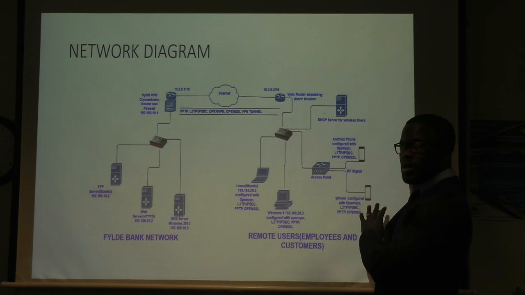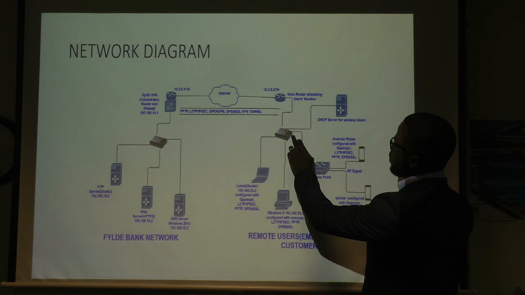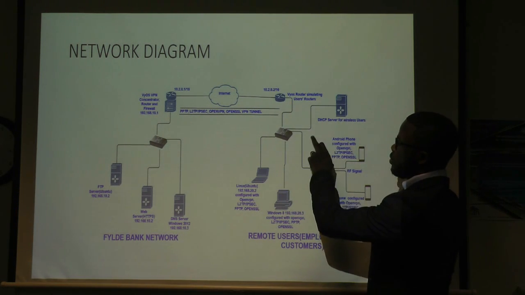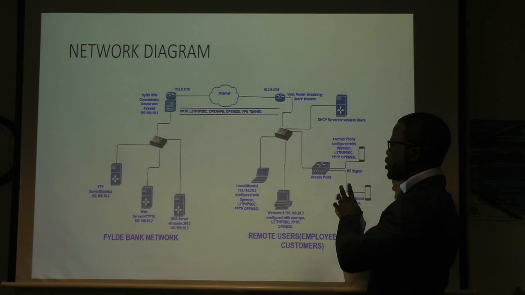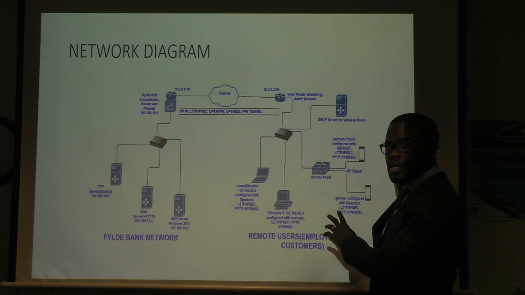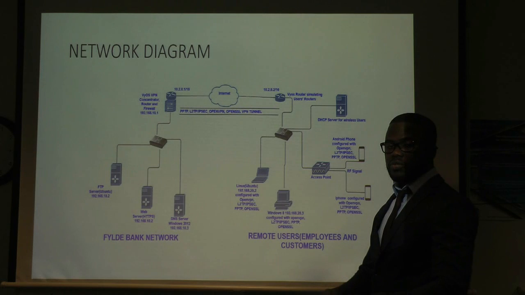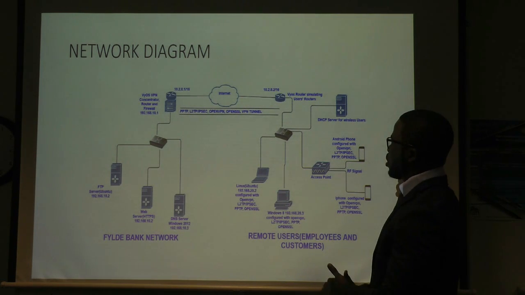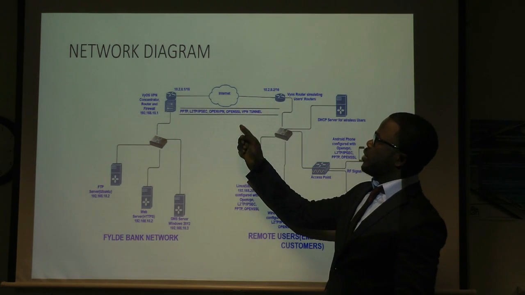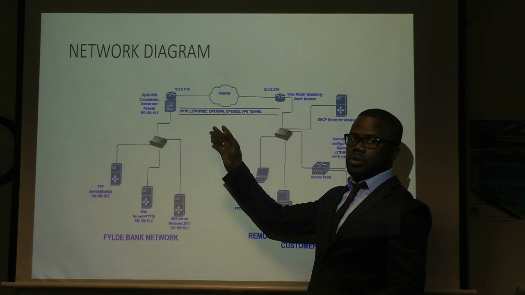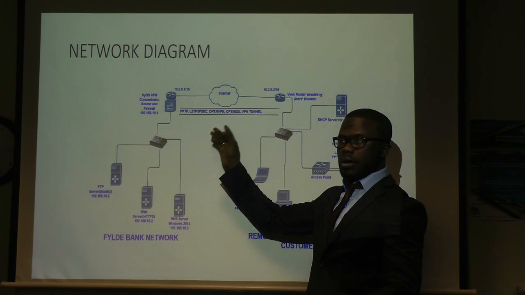This side represents the wireless users' devices. The DHCP is issued from here for all wireless users, so they can easily access the network without physically connecting to the network. This side represents the tunnel through which the packets flow.